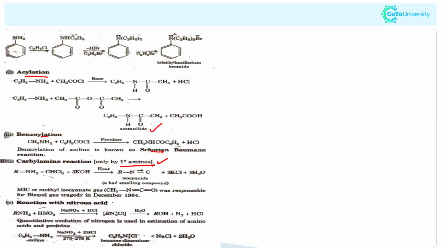And we have reaction with nitrous acid as well. That is HNO2, and they are converting into the corresponding alcohol. Okay, so these are the reactions, and quantitative evolution of nitrogen is used in estimation of amino acids and proteins. So this is another kind of reaction. So all these reactions are very important, so note it down.